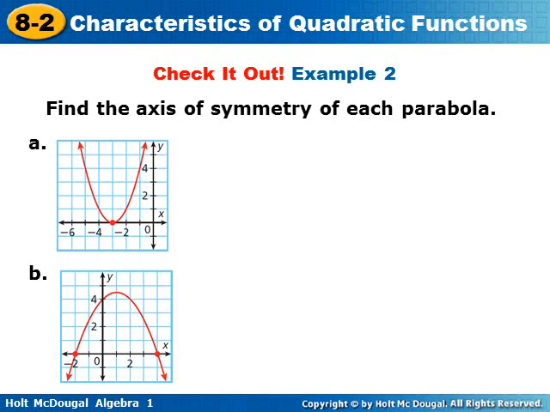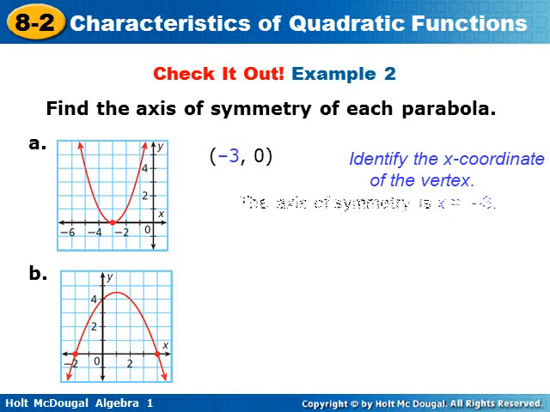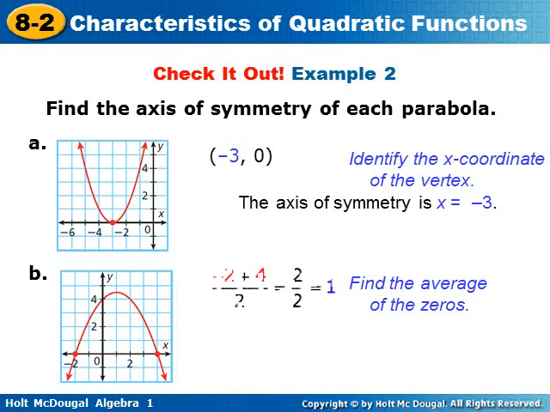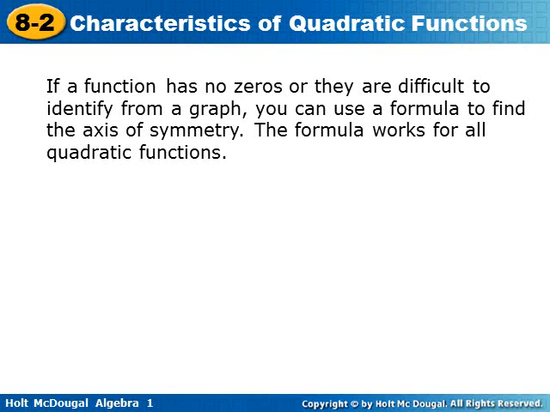Find the axis of symmetry of each parabola. These two are for you to try and then you can check back for your answer. For A, you have to identify the x-coordinate of the vertex, which is (-3, 0), and write it out as the axis of symmetry equation x equals -3. For B, there were two zeros, so you have to find the average by adding the two zeros together, -2 plus 4, and dividing by 2, which would be 1. And then you write the axis of symmetry equation as x equals 1.